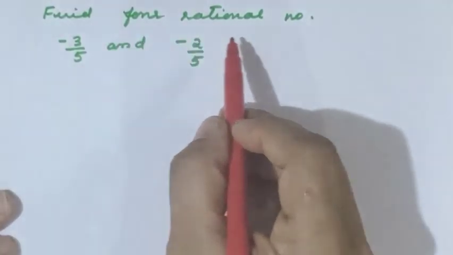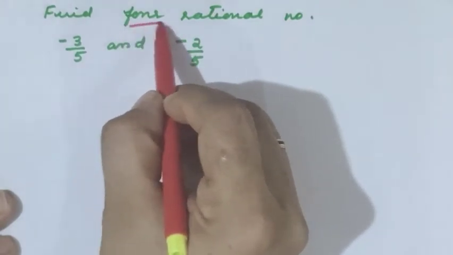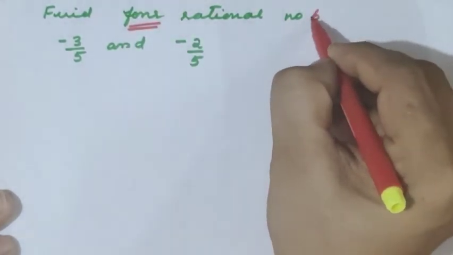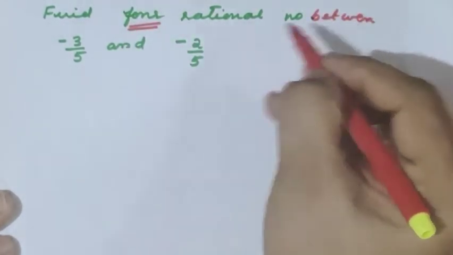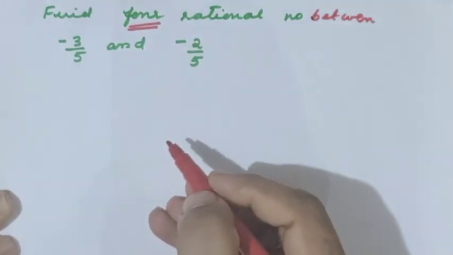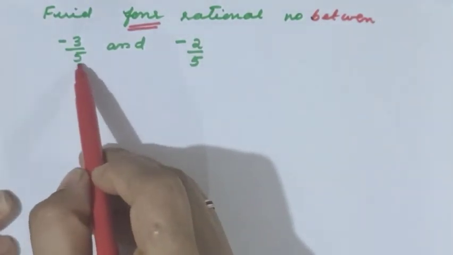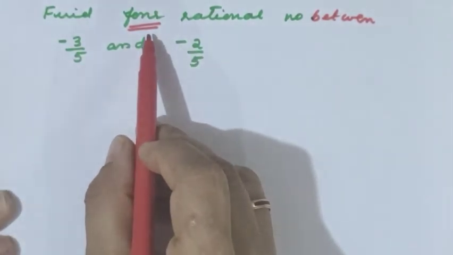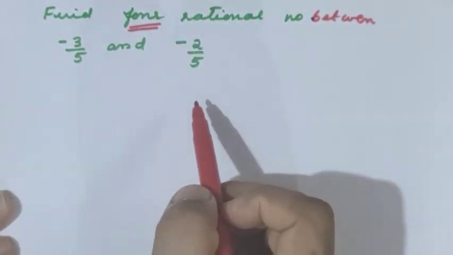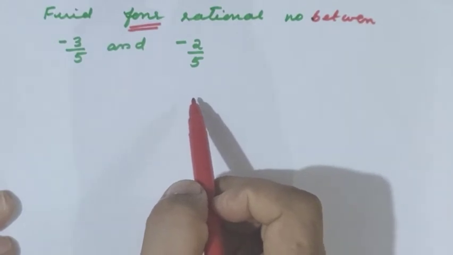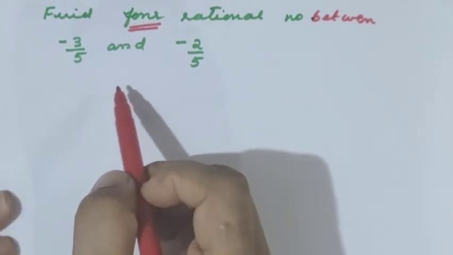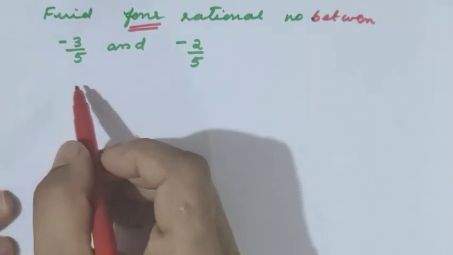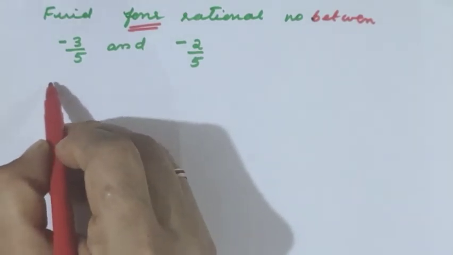Next question: find four rational numbers between minus 3 by 5 and minus 2 by 5. Just see that minus 3 by 5 and minus 2 by 5 are consecutive numbers only. We have to find four rational numbers in between them. We can go for the decimal way, but it has to be a rational number only. So we can go for the equivalent rational number method. Let us see this way.